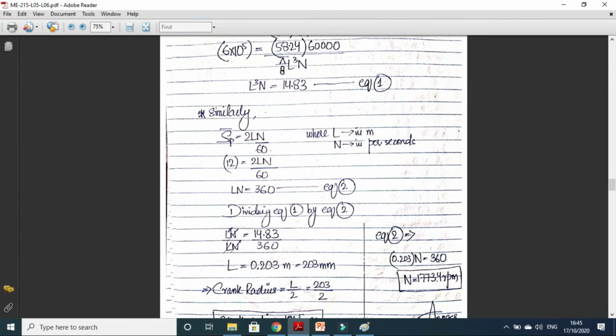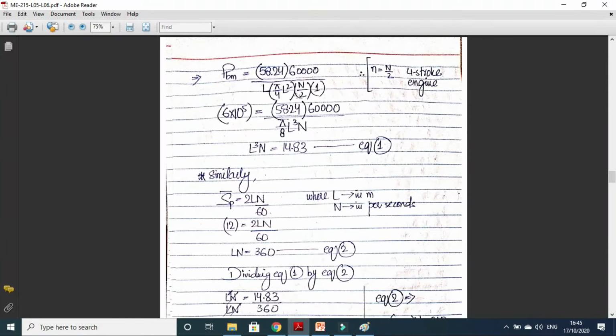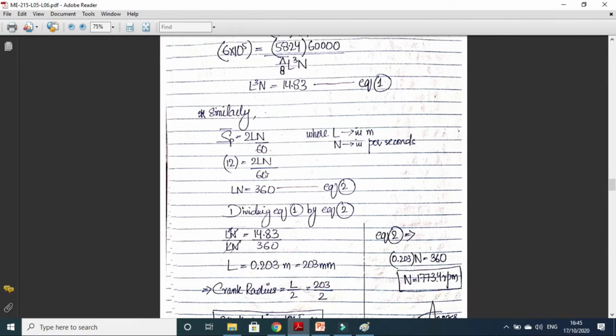So mean piston speed formula is 2LN, and if you want to put N in rpm, like here we have done it, we have also put N in rpm, so we need to divide by 60. So you can directly put N in rpm. So Sp is 12. So LN will come out to be 360.